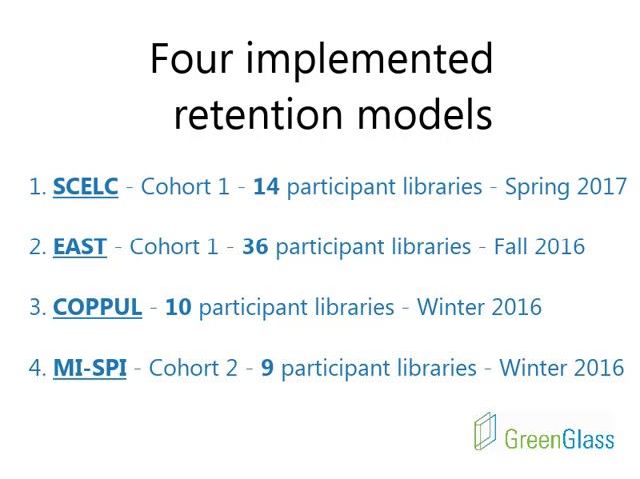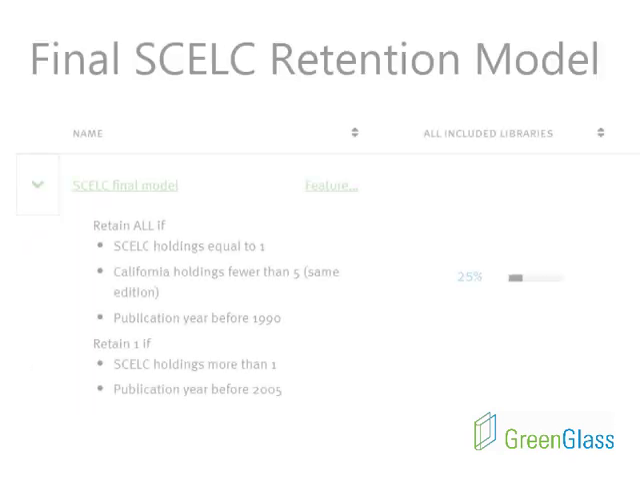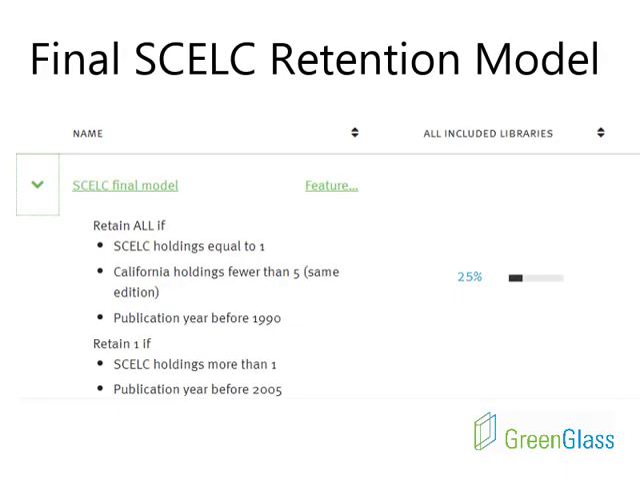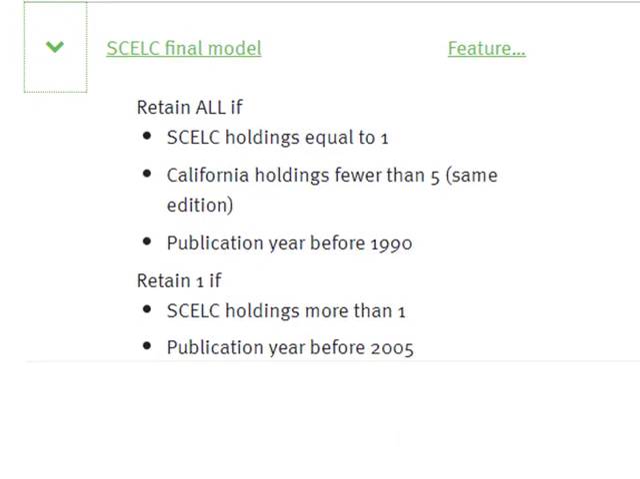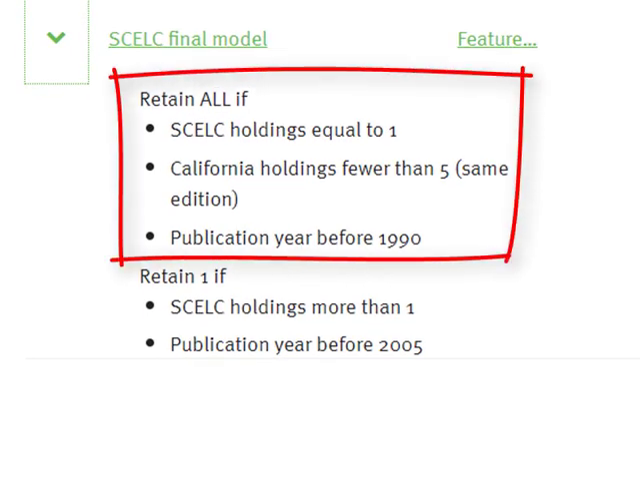GreenGlass Model Builder. SCELC Cohort 1 had 14 participant libraries with collections ranging in size from 29,000 monographic holdings to 1.6 million at USC. They necessarily focused on a subset of their titles to retain. Their model had 2 rules. The first is to retain all scarcely held titles published before 1990. They defined scarcely held as any titles that are unique among the participant libraries and held by fewer than 5 libraries in all of California.